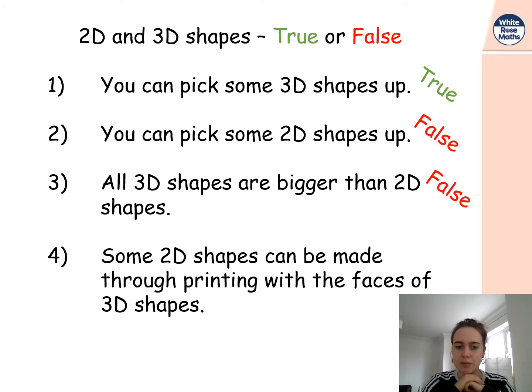And the fourth statement, some 2D shapes can be made through printing with the faces of 3D shapes. So for example, if I painted the end of my cylinder and put it onto a piece of paper, could I make a 2D shape? True or false? That's right, it's true. If I was to do that, paint the end, put it down on a piece of paper, that would give me a 2D circle.